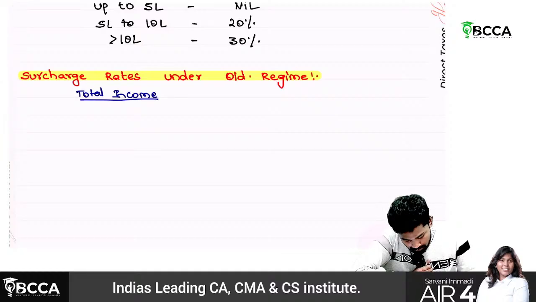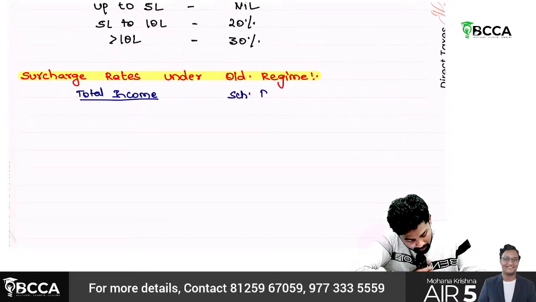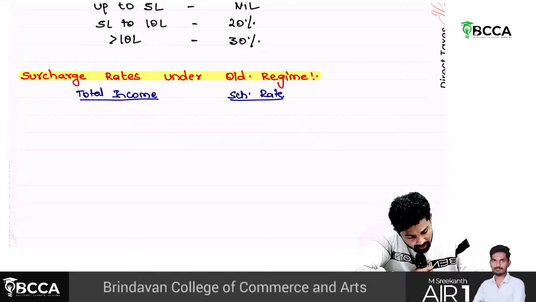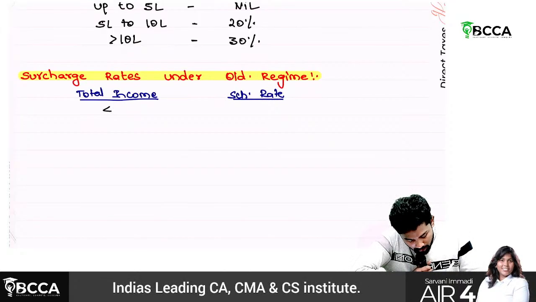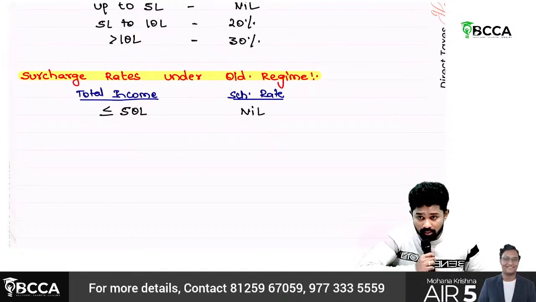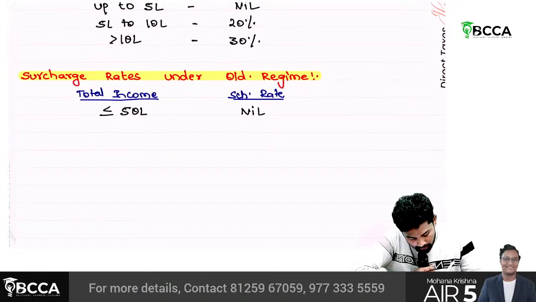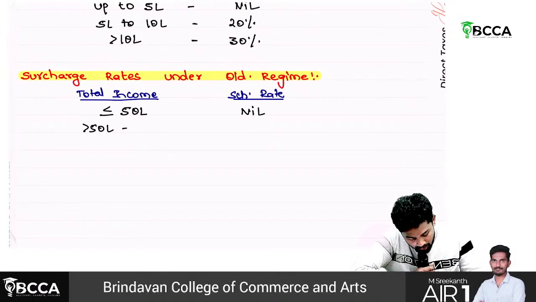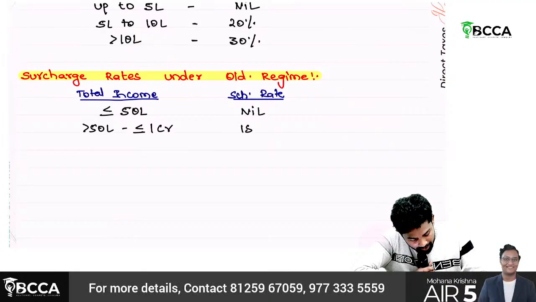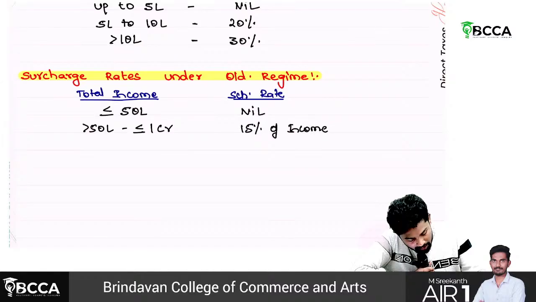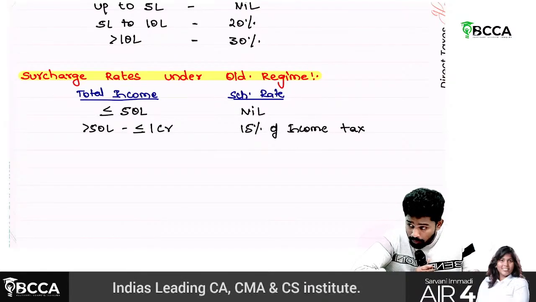Total income, surcharge rate. Sir, surcharge has to be levied on total income or tax? On tax. Okay. Total income less than or equal to 50 lakhs, under old regime also surcharge is nil. If it is more than 50 lakhs but within 1 crore, then the surcharge rate is 10% of income tax, since it has to be levied on tax.